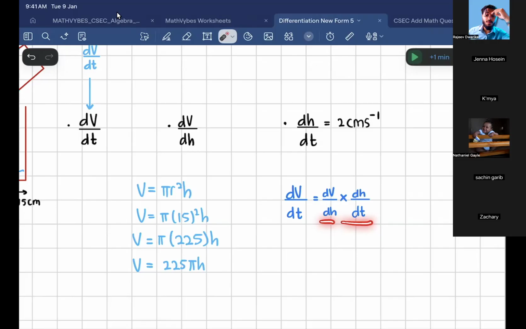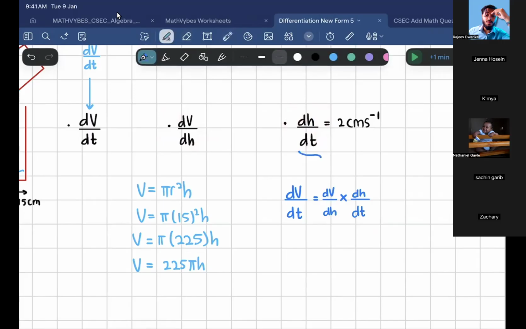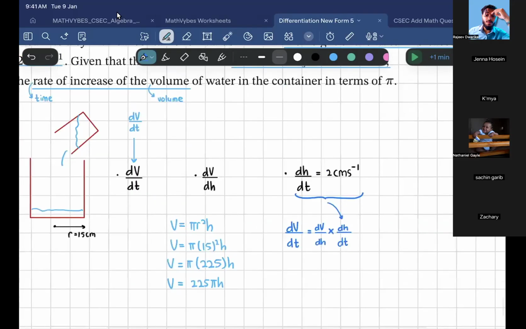So if you're reading it, Jenna, this is a change in height with respect to time. Say it. The change in height with respect to time. Say this one for me. Change in volume with respect to height. Cool. Does everybody agree that we already have this? What's the other thing we have to find for now? dV/dH, right?